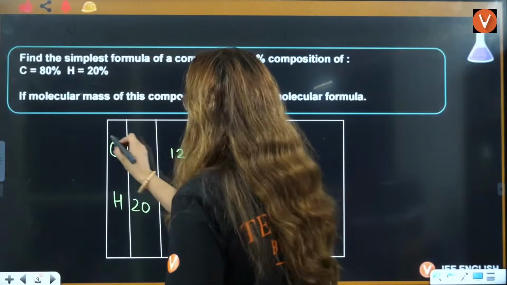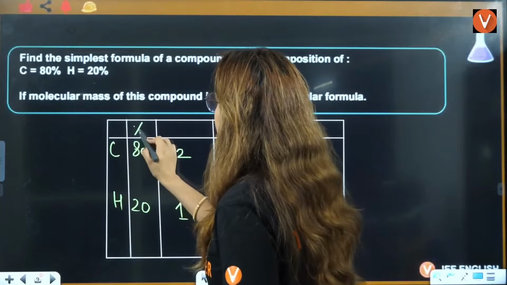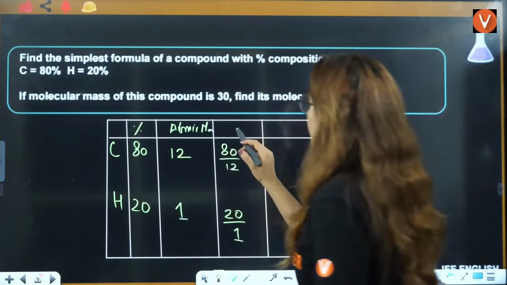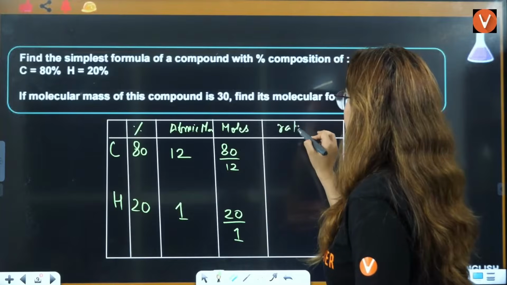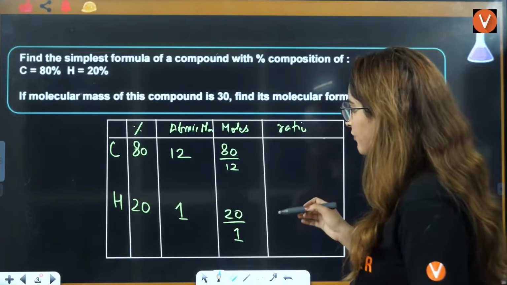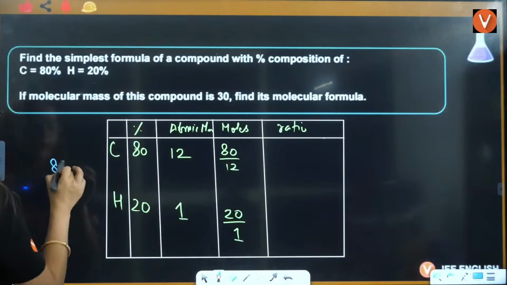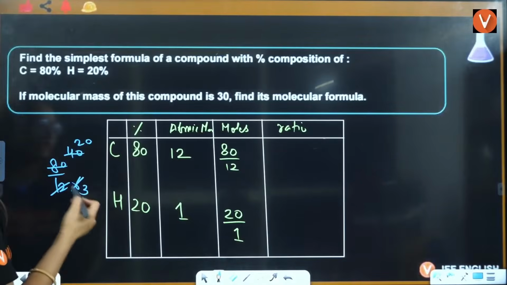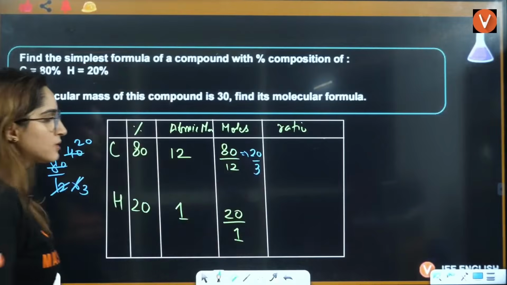Okay, if you want me to write it again, I can write it again as well, that this is the atom, this is percentage, this is atomic mass, this is moles, and this is ratio, right? Now, when you solve this 80 by 12, you don't have to solve this in points always, right? So 80 by 12, it is nothing but it is coming out to be 20 by 3. This is 20 by 1.